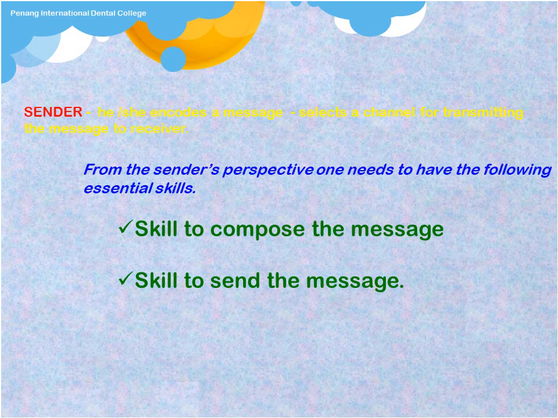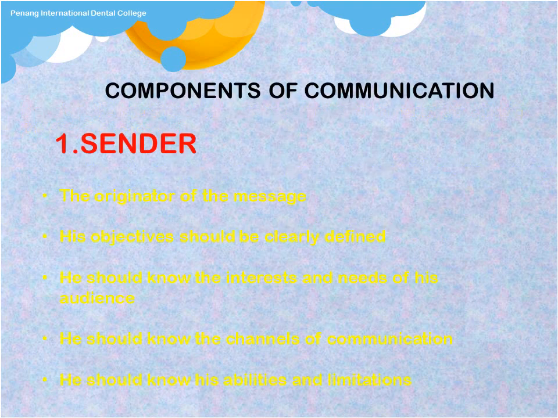For the message to be received, the sender should be skillful enough to compose it. You should know what has to be included in the message, what should be deleted from the message, and you should know how to put the message across. Now the sender is the originator of the message. So this message is coming from me. My objective should be clearly defined. That is the learning objectives which I should be able to fulfill by the end of this lecture.